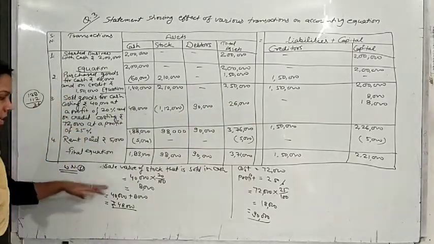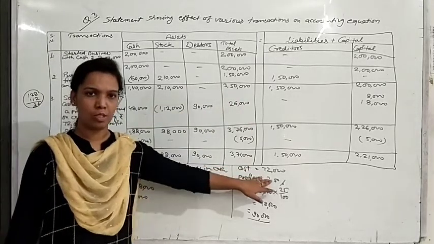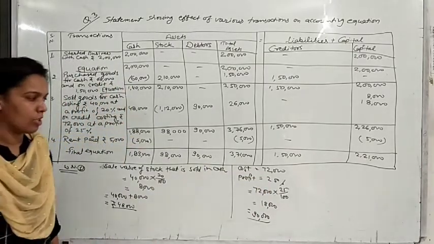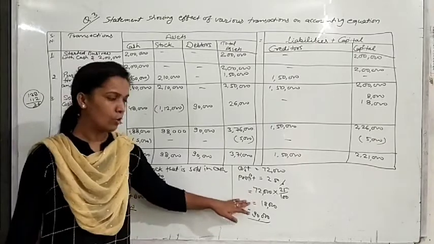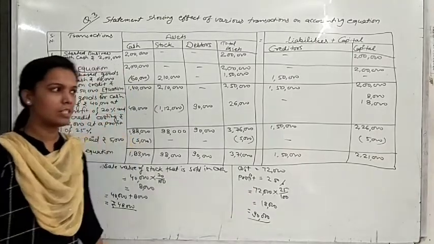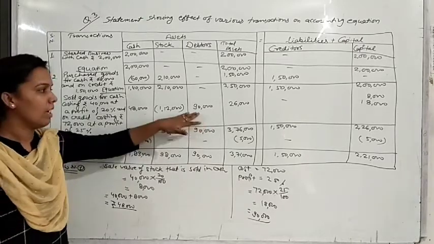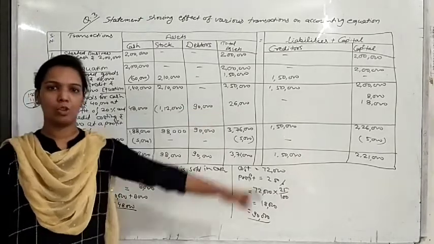In the same way, cost was 72,000, profit was 25%. So 25% of 72,000 will be 18,000. 72 plus 18 means 90,000. 90,000 is the selling value. So it will increase your debtors because you are selling on credit, and the differential amount will increase your capital.